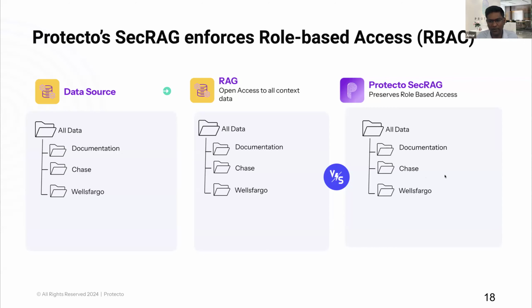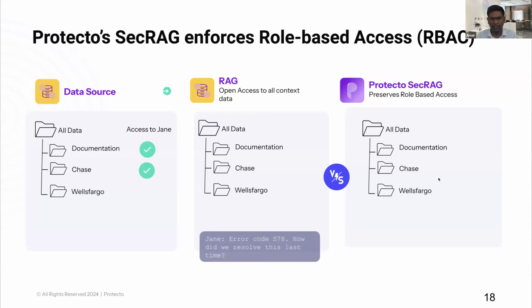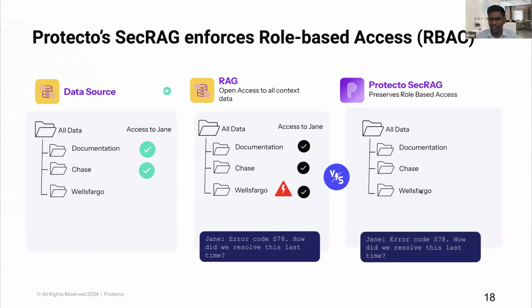In the slide, there are a few animations. So, right. RAG will pull all the data from all the folders and even from Wells Fargo and give you the answers, right? Which is a big problem. What Protecto can do is it understands you have role-based access outside. It can bring the same role-based access inside your RAG, right?